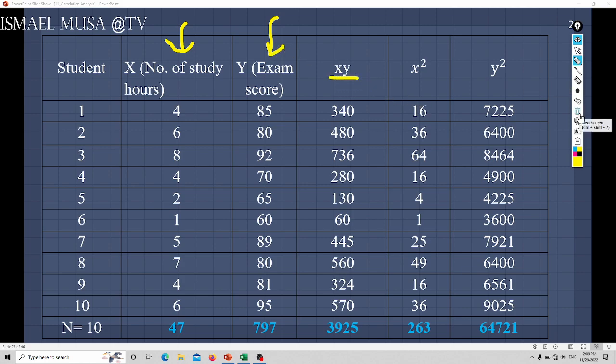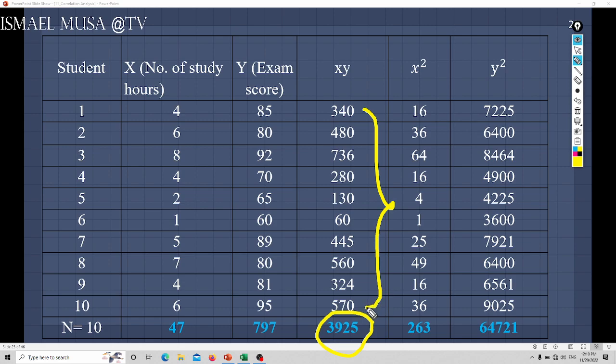Very good. So meaning to say, you multiply 4 times 85. That gives you 340. So 6 times 80 will give you 480. You do the same to all of the data and you take the sum. You add all of this. So the result is 3,925. So the next step, class, is you now take the square of X.